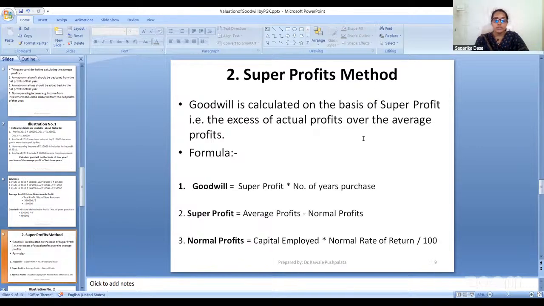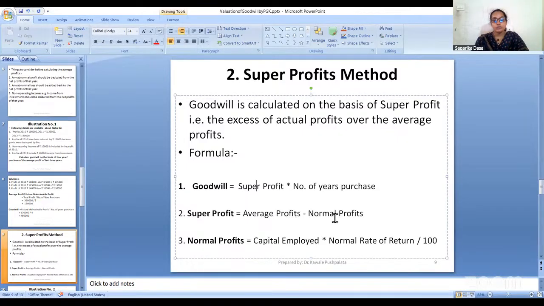For the super profits method we have to follow some procedure. We have steps for the calculation of super profits method. In that, the first one is goodwill is equal to super profits into years of purchase. Years of purchase is given in the problem. Super profits we have to calculate. Super profits is equal to average profits minus normal profits. Both average and normal profits we have to calculate.